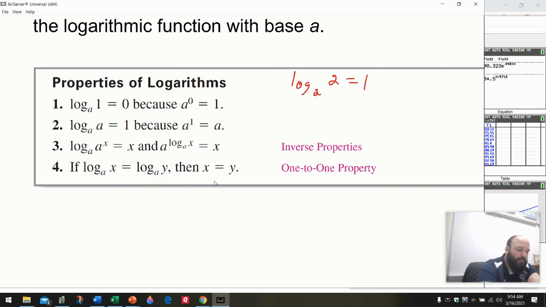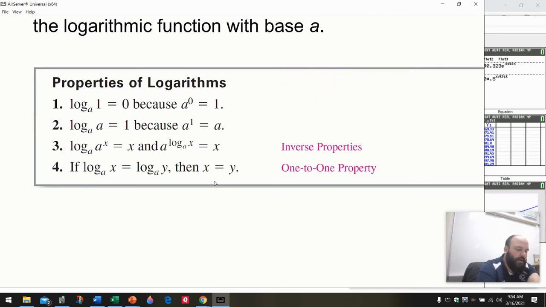So as an example of that, if I had log base 4 of 4 to the 6th power, that is simply equal to 6 because these cancel. The log base 4 of 4 cancels, just equals 6. That's called the inverse property.